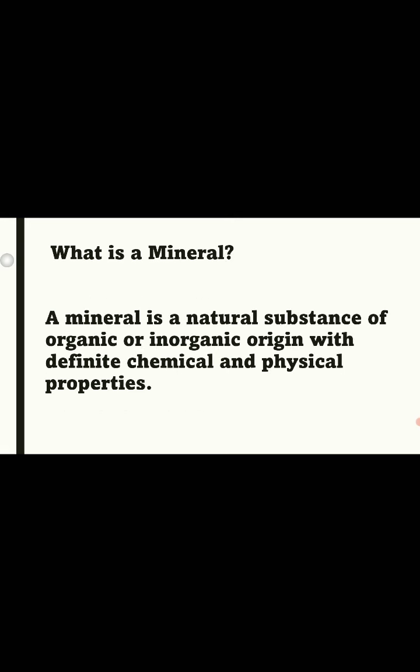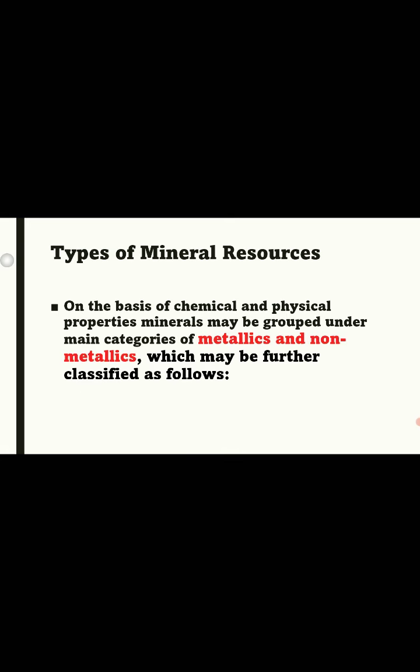So, what is a mineral? Well, mineral is a natural substance of organic or inorganic origin with definite chemical and physical properties. The keywords we need to keep in mind are natural substance of organic or inorganic origin with definite chemical and physical properties. Now, let's discuss types of mineral resources. On the basis of chemical and physical properties, minerals may be grouped under main categories of metallics and non-metallics, which can be further classified as follows.